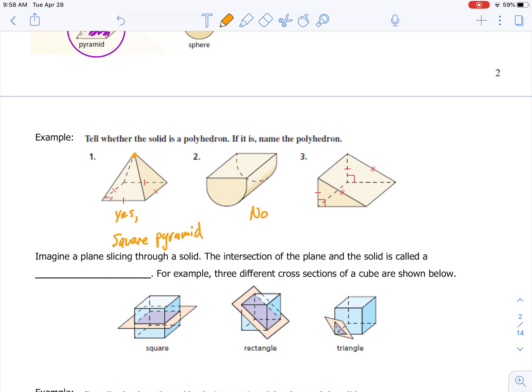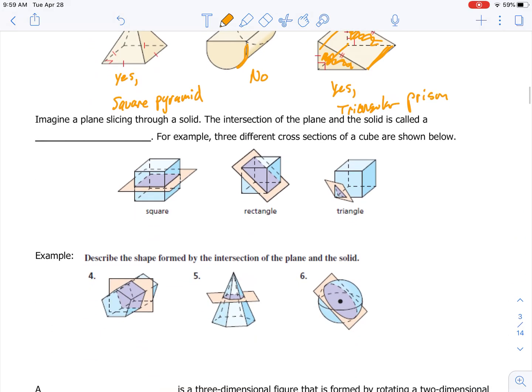This here would not be a polyhedron because we have a curved surface here, which means we're not going to be able to make that out of flat polygons. This one would be over here. Notice we've got a triangle and a triangle, so there's our triangular bases. So it's triangular. And then in this case, it would be a prism. Prism because we have two bases parallel to each other, and they are connected by vertical edges.